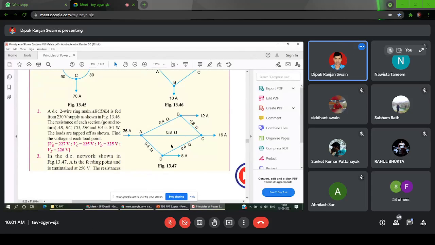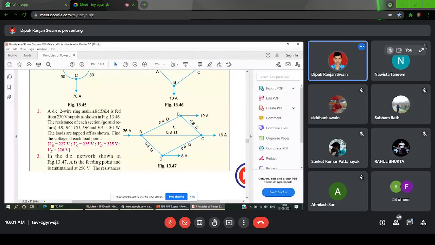So first, you do one thing, remove this interconnector and try to solve this problem. Okay. Remove this interconnector of 0.8 ohm and try to solve it. Let us say this current is I, this current will be I minus 12, this current will be I minus 12 minus 16, this current will be I minus 12 minus 16 minus 8. So remove this one. We are going to Thevenize the circuit across the point A and C. Clear?